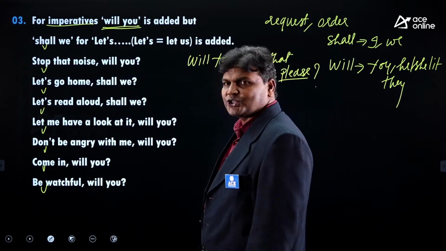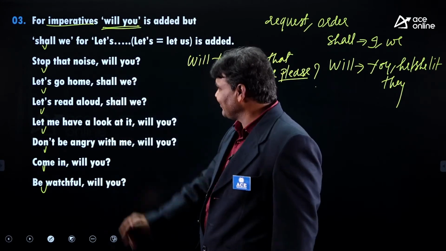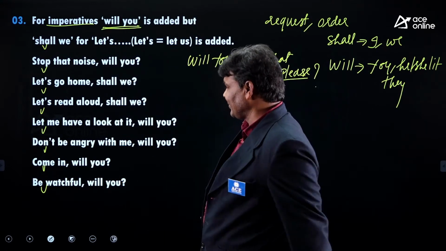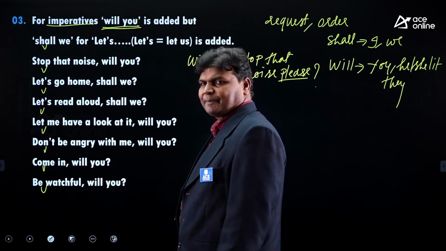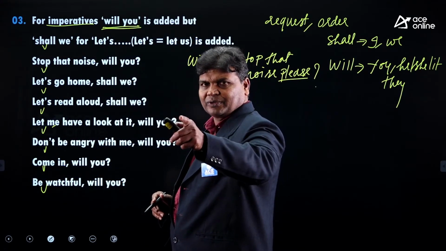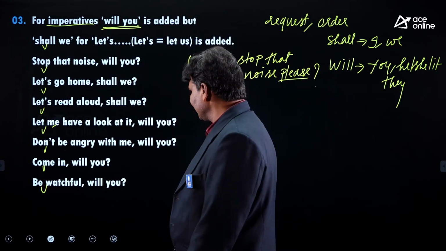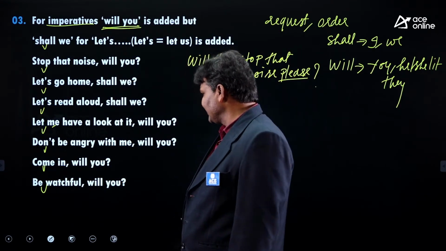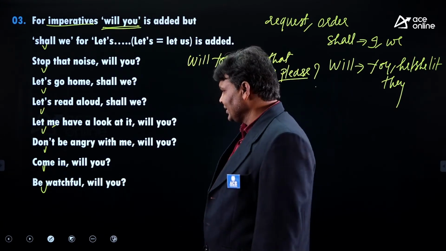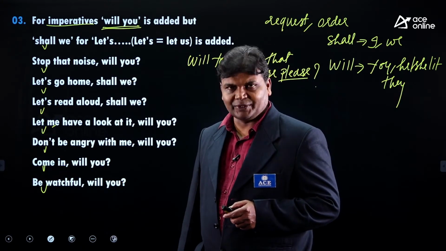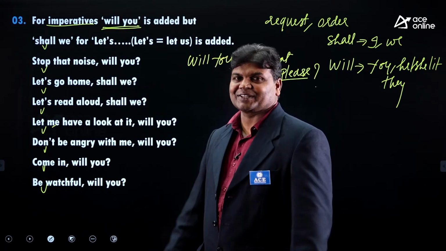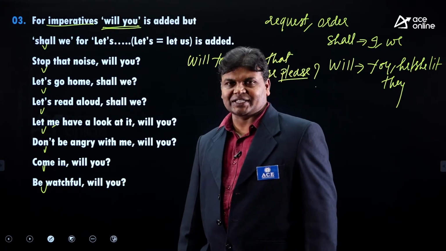Let us go home. Shall we? Shall we go home? Let us read aloud. Shall we? Shall we read aloud? Let me have a look at it. Will you? Will you allow me to have a look at it? Don't be angry with me. Will you? Come in, please. Will you? Be watchful. Will you? Come in, please. Will you come in, please? So it is understood as a kind of request to students, like will you.